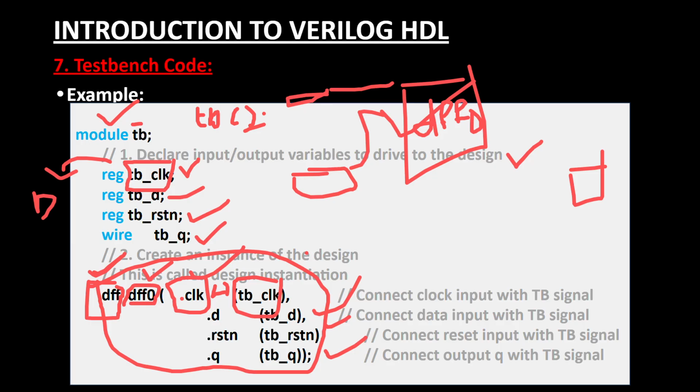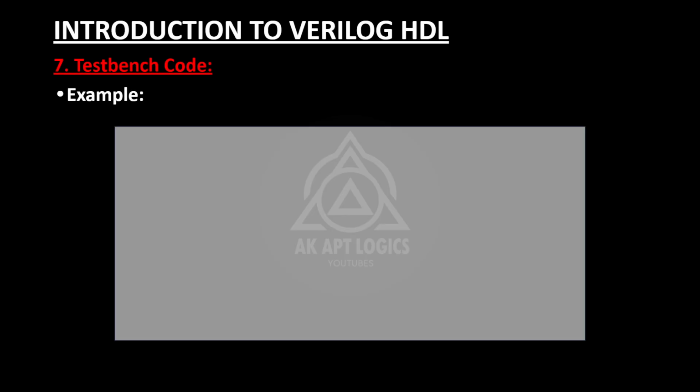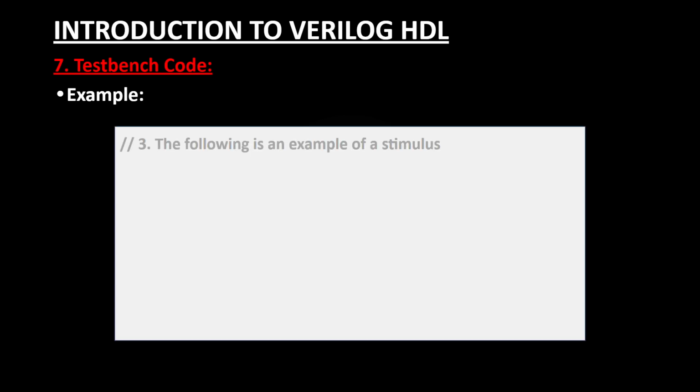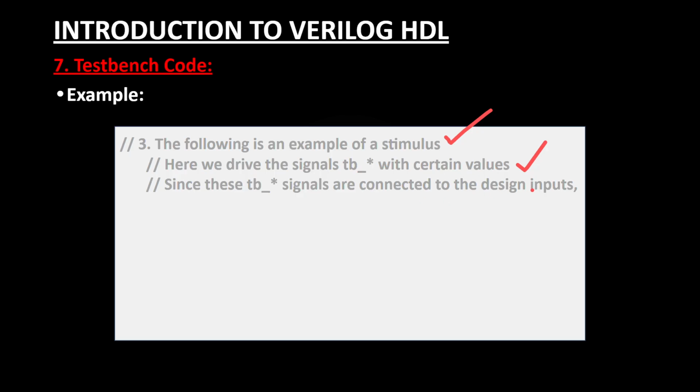Essentially the hardware will be generated. We have to connect the signals in the TB and the signals in the design code. Then only the design will be tested. Next, we have connected everything, and now we have to generate the stimulus, meaning test cases. We drive the TB with certain values. Since the TB signals are connected to the design inputs, the design will be driven with the values in the TB.